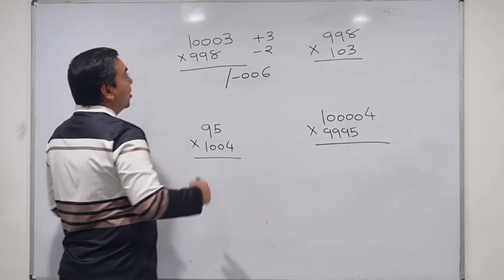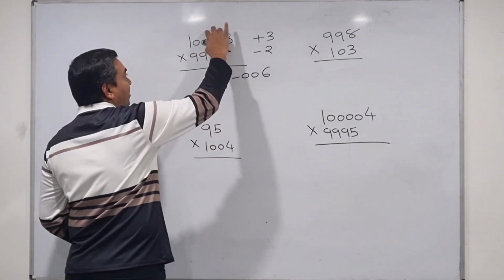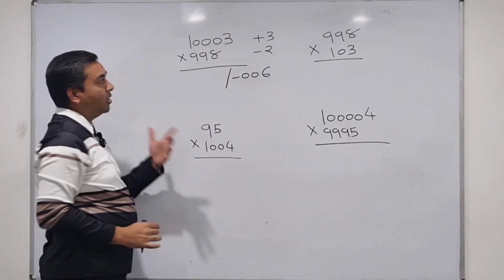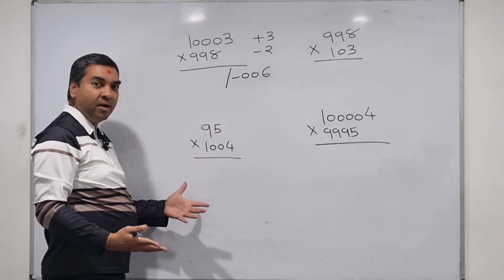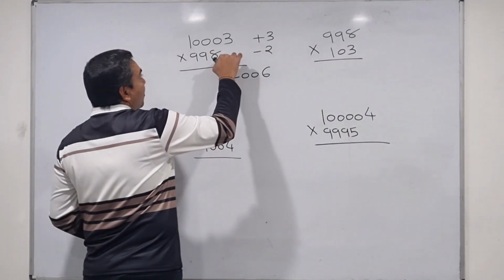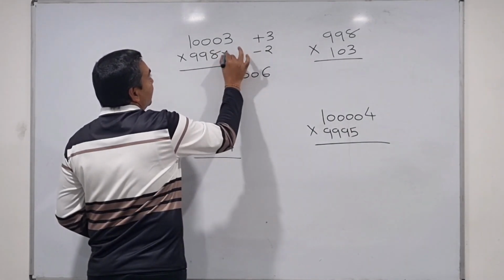Now what is the next thing? Base ratio. This is 10,000. This is 1,000. 10,000 divided by 1,000, which is 10. So that base ratio 10, I'm going to multiply by the smaller number, which is here.